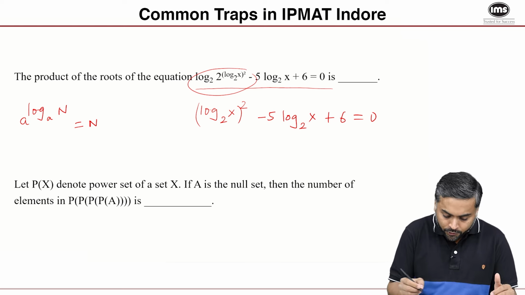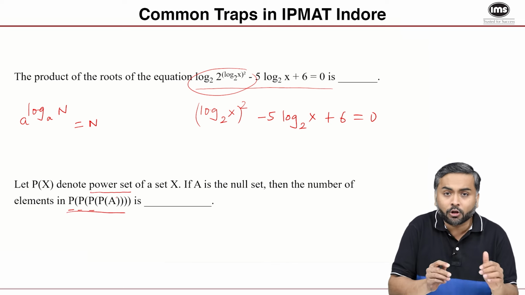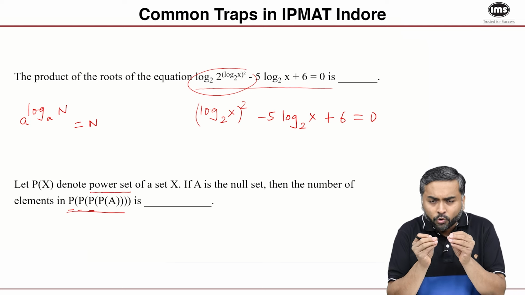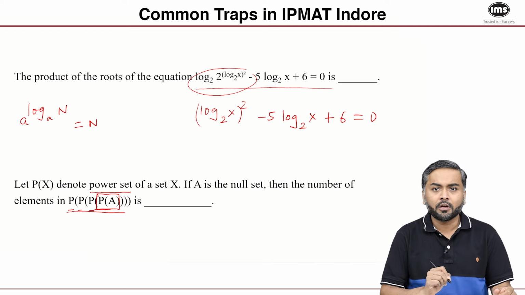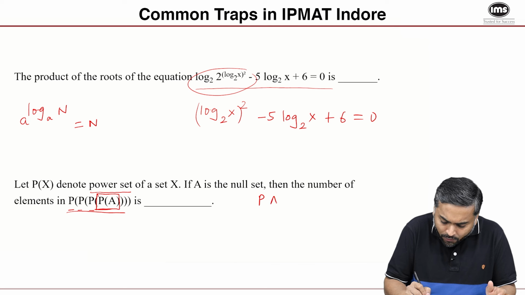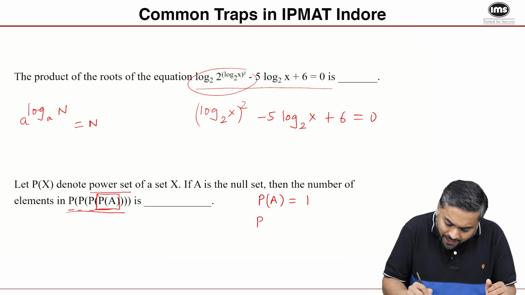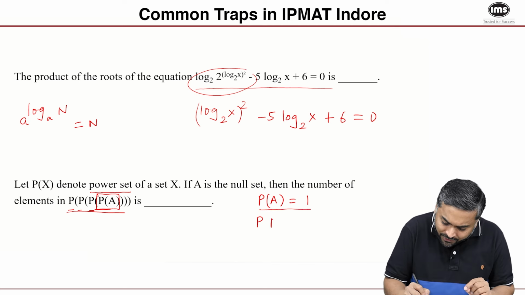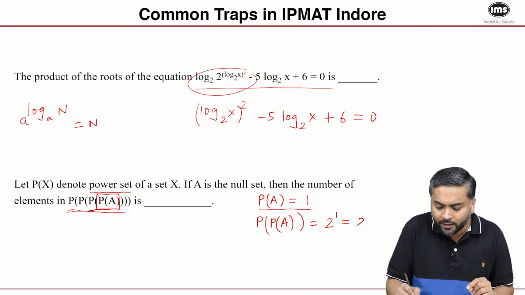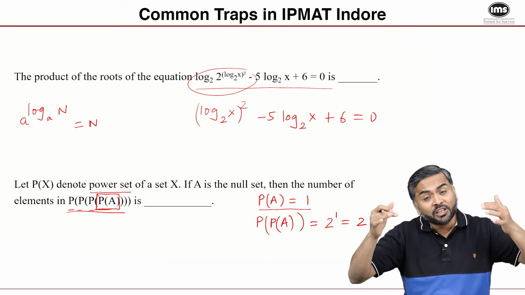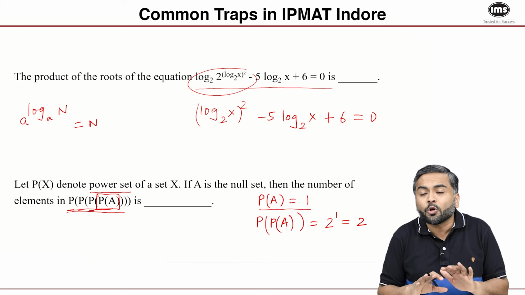Similarly, if I look at the next question, first of all, they ask you power set, then power set of power set of power set of power set of A. But if you take it step by step and identify what the power set of A is, A is a null set, so the power set of A will have only one element. Now, a power set of a set which has one element will have 2 raised to 1, that is 2 elements. And now you can keep on solving this question, whether there are 4 power sets or 10 power sets. It's not scary, it's easy, correct?